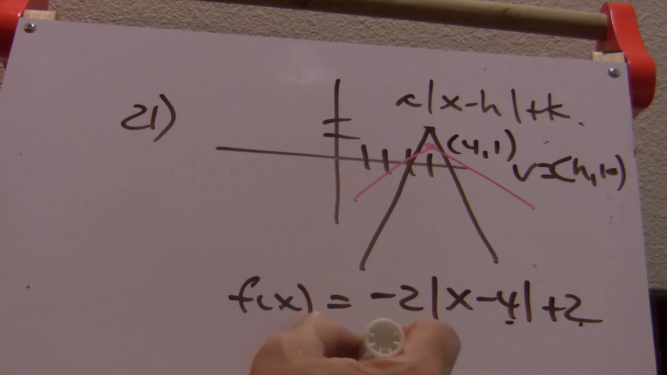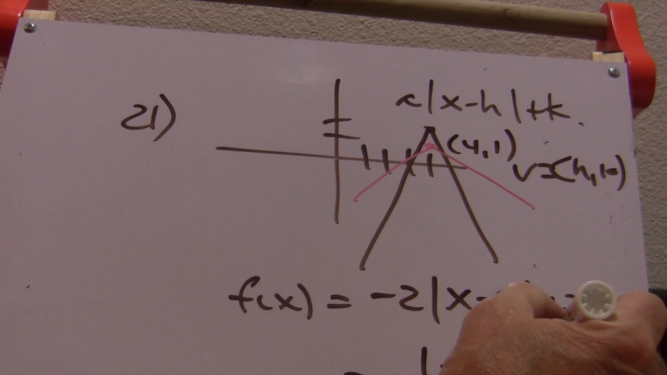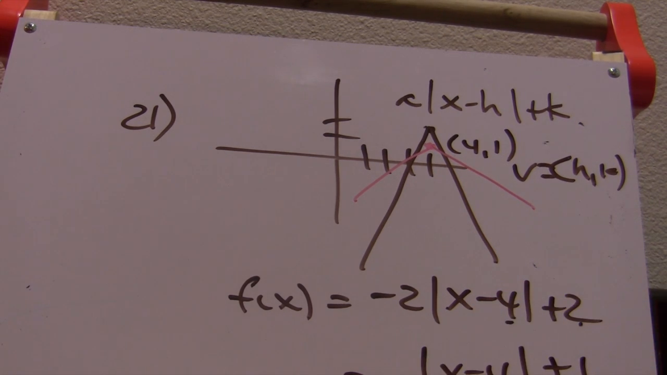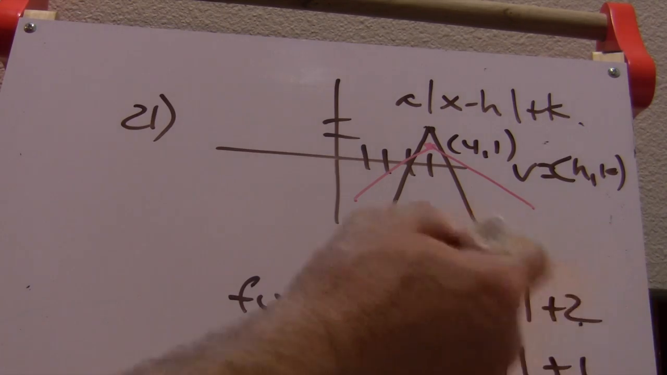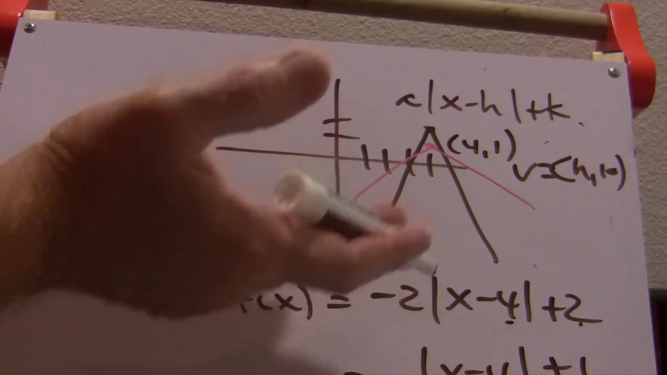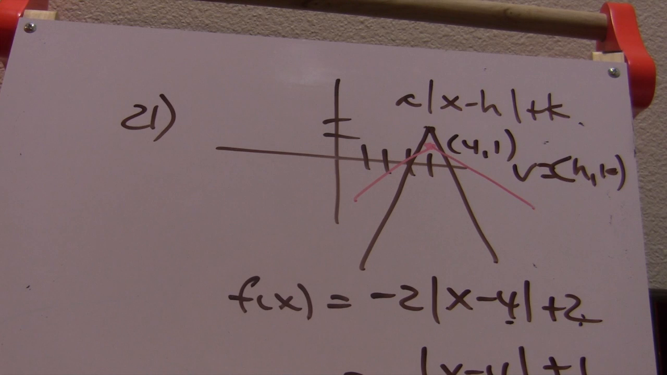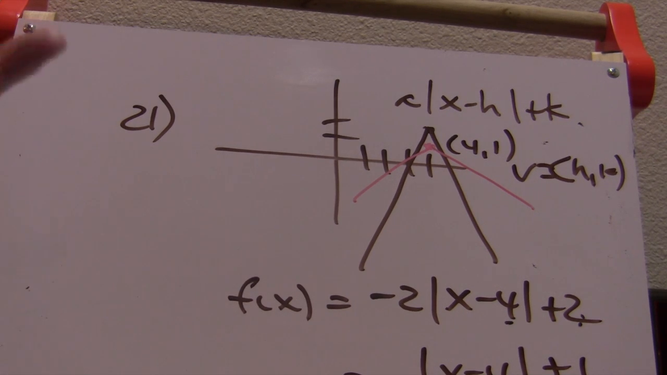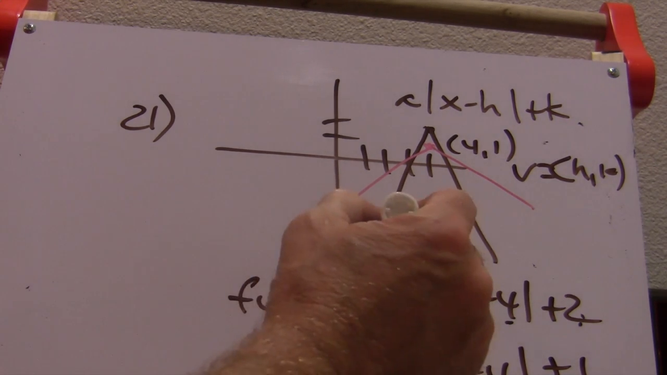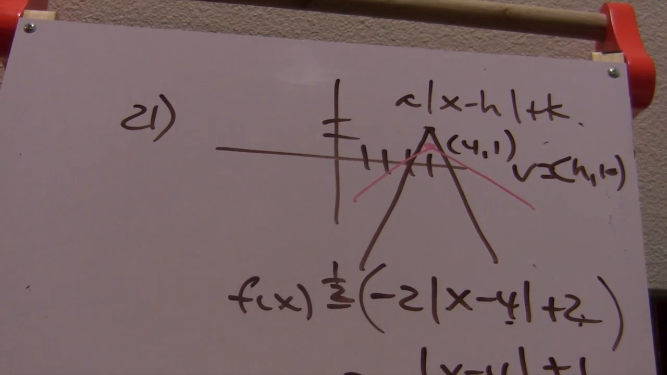I might know my new function is going to look like this to get that vertex at 4, 1. And now I have to look at that and say, okay, I did a vertical shrink of this, which made it wider. What do I have to multiply 2 by to get to 1? What you have to multiply that by is you divide it by 2 or multiply by 1/2.